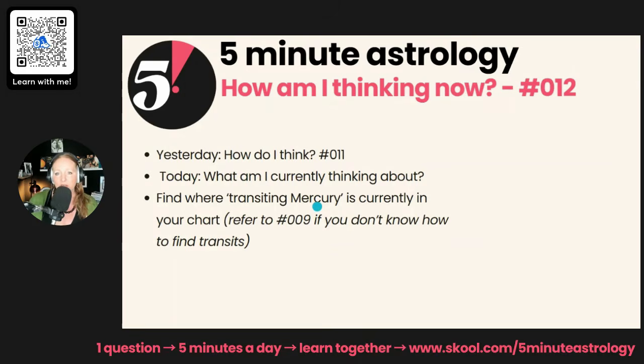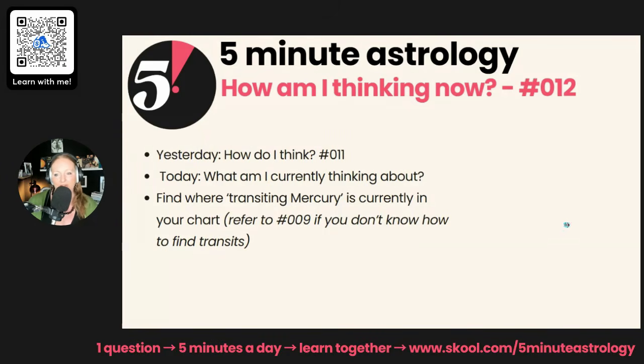Now, to do this, you need to know how to find the transits on your birth chart. And if you don't know, I refer you back to episode 9, where I showed you how to bring up the transits in your chart really, really simply using astro.com. What you're going to need for this session is your birth chart and your quick map. You can get the quick map from my school community, or you could find your own list of definitions for each of the signs of the zodiac and also each of the houses of the zodiac.